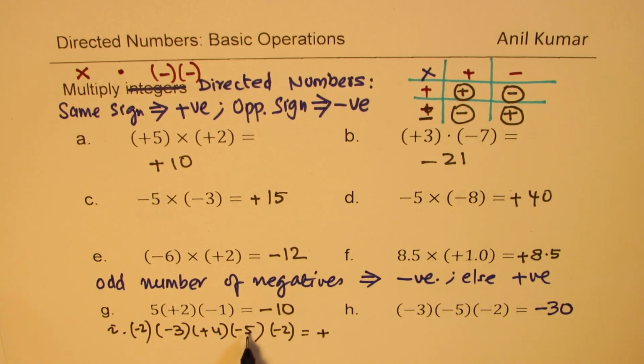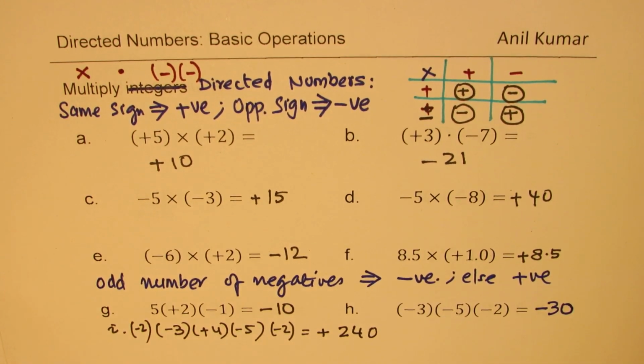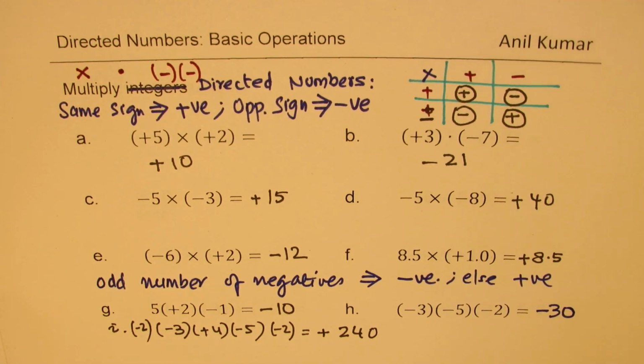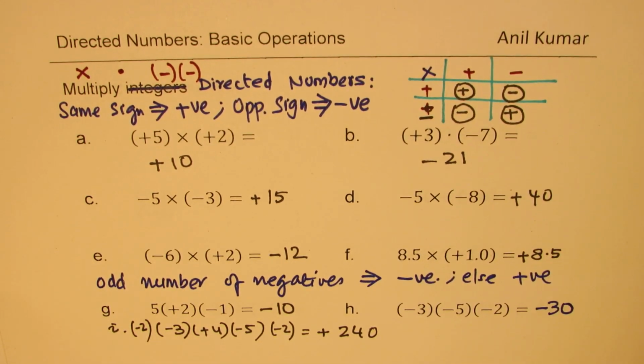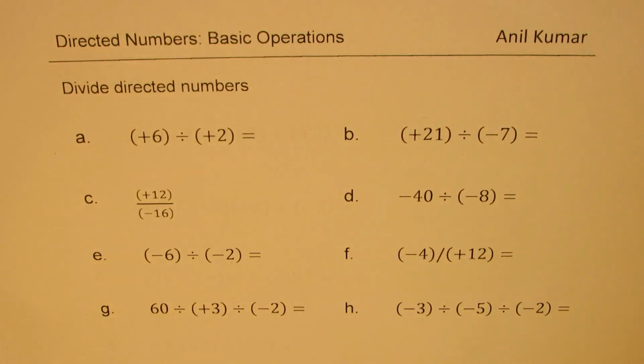So 5 times 2 is 10, 40. 40, and this is 6. So 4 times 6 is 24, 240. Correct? So that is how you could do the multiplication for directed numbers. Clear? So look for how many negative signs there are. If there are an odd number, then you get a negative answer. If even, you get a positive answer.